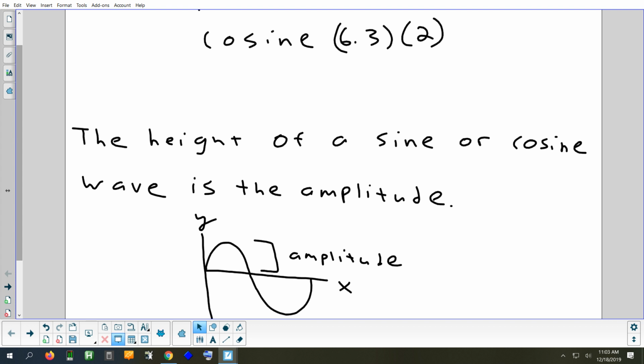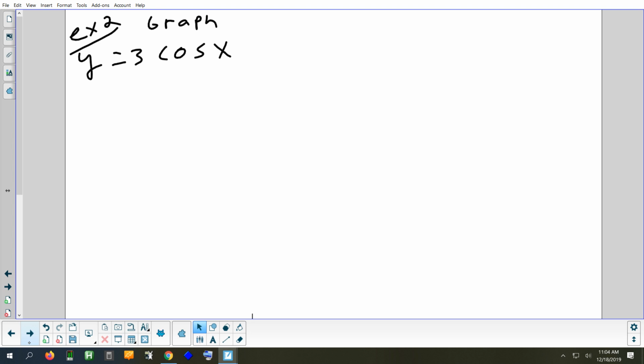Okay. So the two transformations I'm going to give you today, we're going to graph them, just like we did yesterday, but I'm also going to ask you something different. I might just give you an equation like that and say, what is the amplitude? Okay, no graphing at all. Just tell me the amplitude. So we'll practice a couple of those.